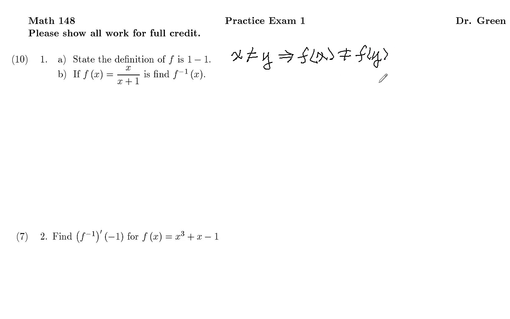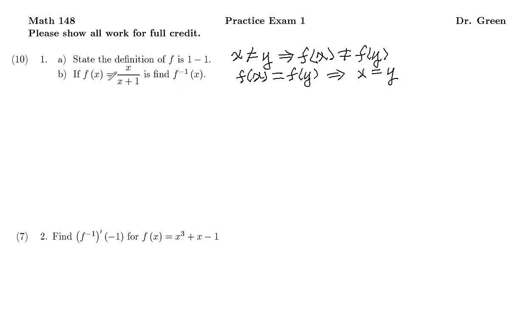Now an equivalent way to write that, using the contrapositive, is if f of x equals f of y, so if you start with two outputs that are equal, then that implies that the inputs that you started with, the x and y, have to be equal. So either one of those is fine as the definition. Now there are other things I could ask you to do here rather than just state a definition. I could ask you to actually show that something is one-to-one, or I could ask you other questions related to inverses. So these are representative questions.